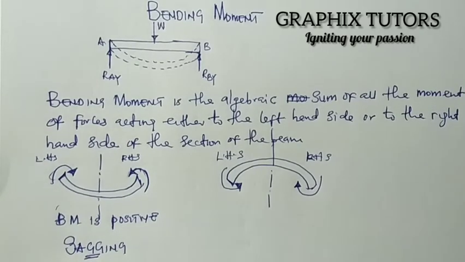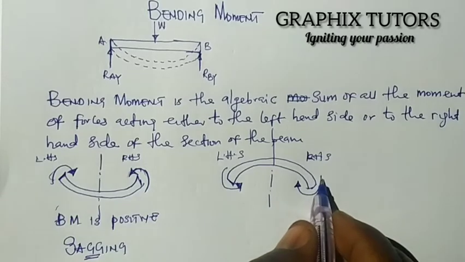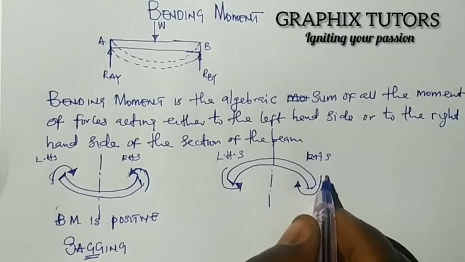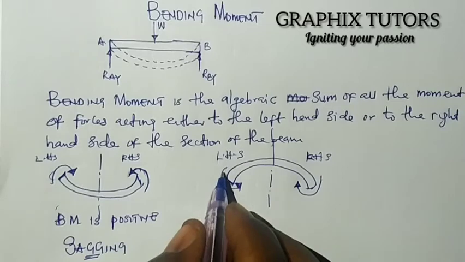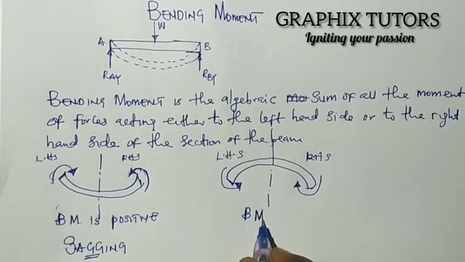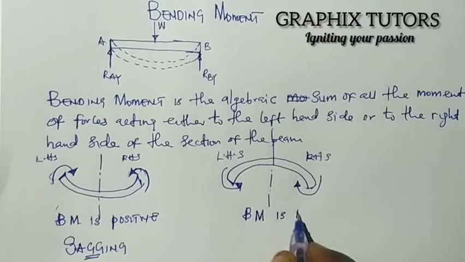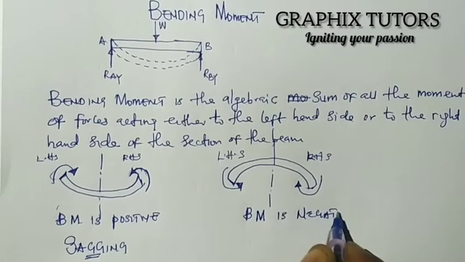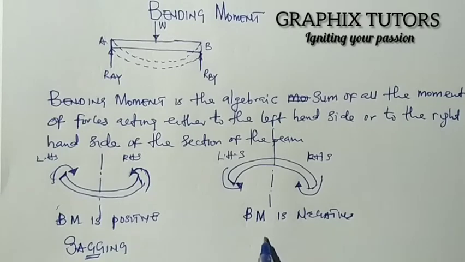Right? So in this case also, when the beam is clockwise at the right hand side and anti-clockwise at the left hand side, you say the bending moment here is negative, and such a beam is said to be what? Hogging.